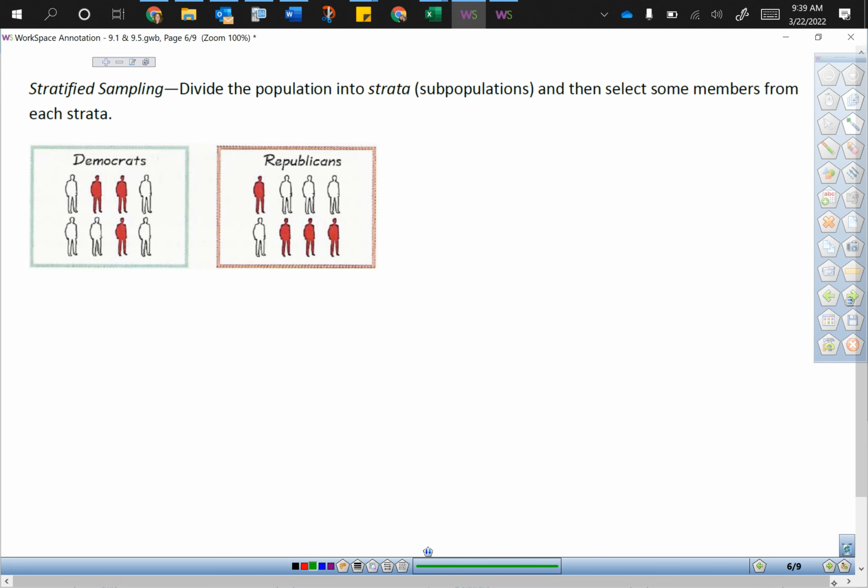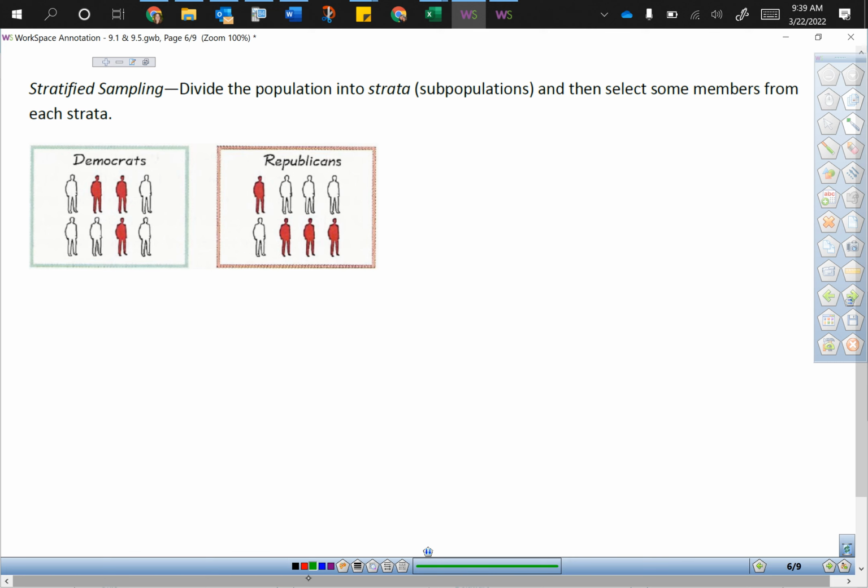The next one we're going to talk about is stratified sampling. Okay. Stratified sampling is a little different. That's when we divide the population into strata, otherwise known as subpopulations, and then select some members from each strata. So a really good example of this is in our Senate. We have Democrats and Republicans. If we're creating a committee, we want a good representation from each strata. So we're going to make sure we get so many from the Democrats and so many from the Republicans.